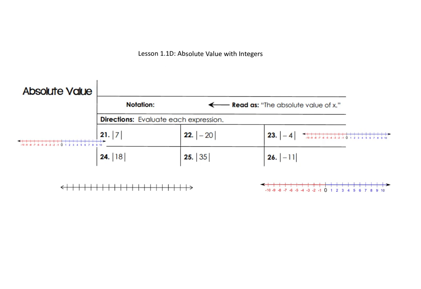Okay, this lesson is 1.1D, absolute value with integers. If you remember, integers are positive and negative whole numbers, meaning that we do not have any fractions or decimals yet. And what does absolute value mean? Well, absolute value is the distance from 0 on a number line. So let's write that in here. The distance from 0 on a number line.